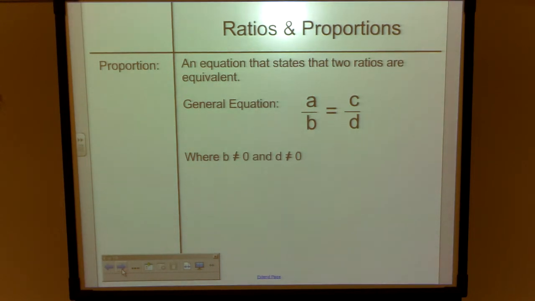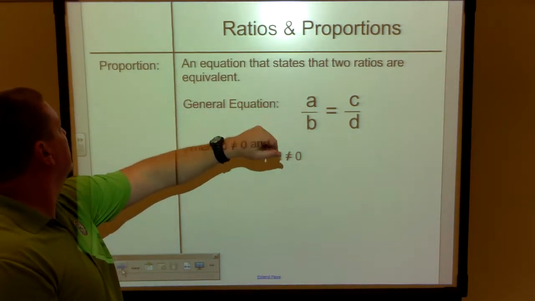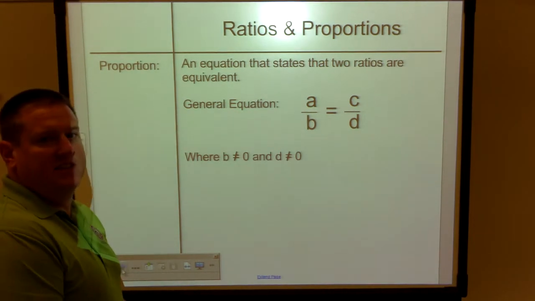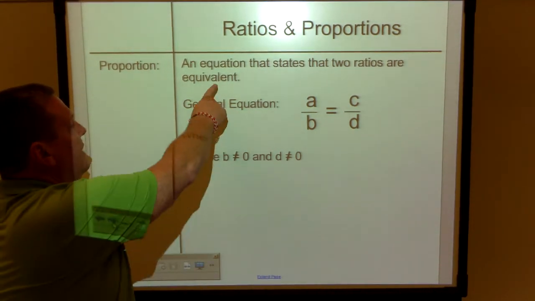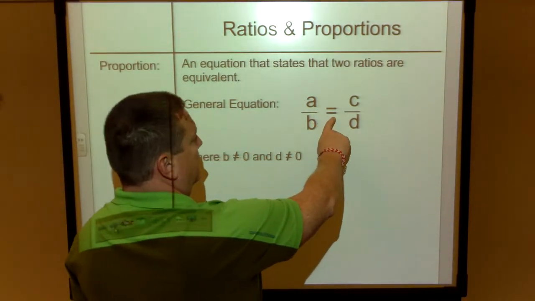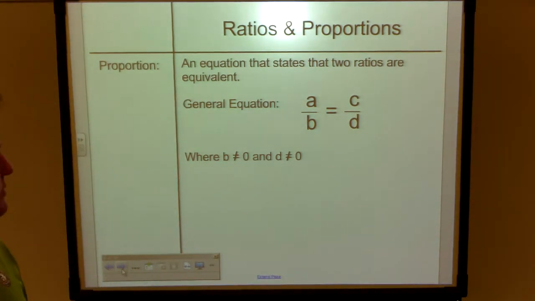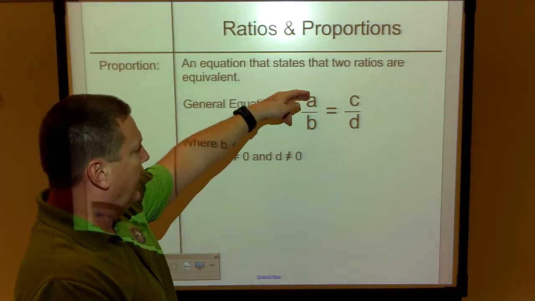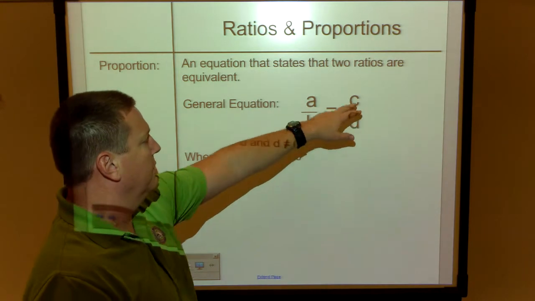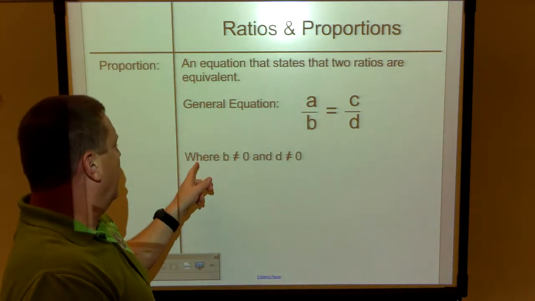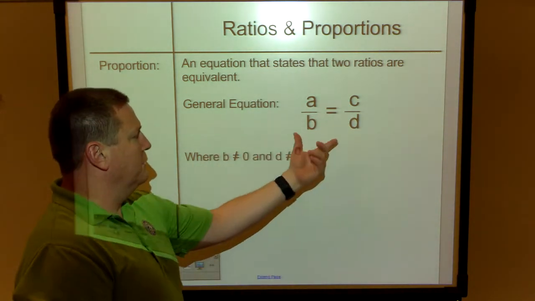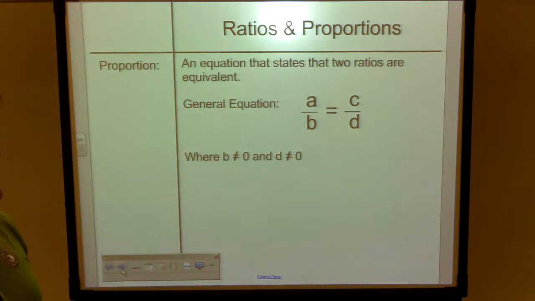Proportion. A proportion is simply an equation that states that two ratios are equivalent. In other words, two ratios with an equal sign between them. This is just a general equation. The ratio of A to B is equal to the ratio of C to D. And as long as B and D, which are the denominators, do not equal 0, that is okay.